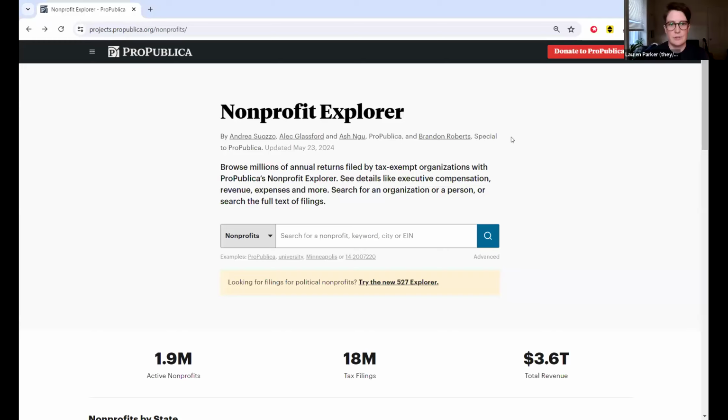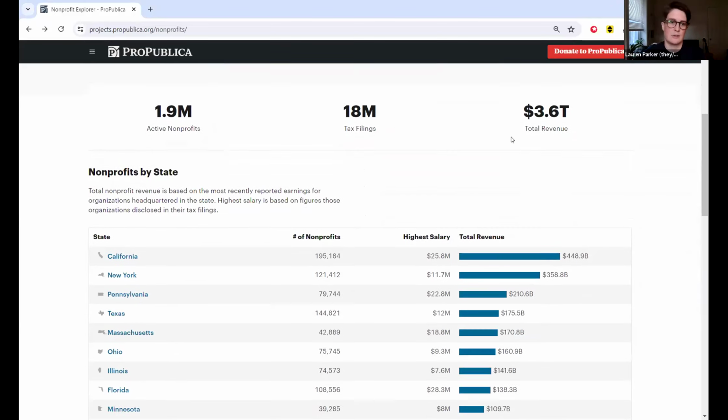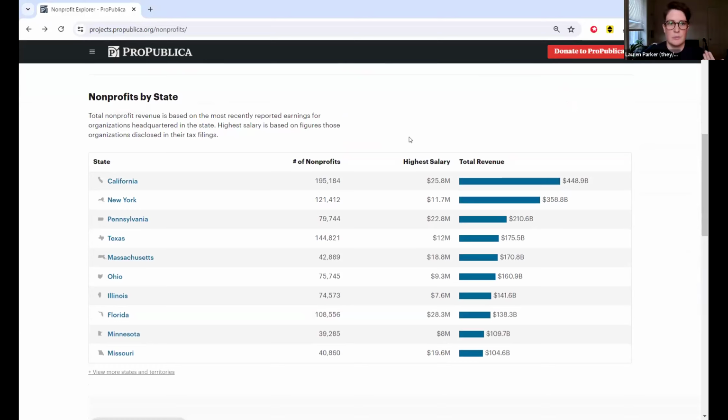All right. So when you go to Nonprofit Explorer, which is at projects.propublica.org/nonprofits, you're going to see this homepage. If you scroll down, sometimes I miss this, so I like to point it out. They actually provide nonprofits by state. That could be super helpful if you're fighting a statewide campaign and want to get a sense of who the big players, the big nonprofits in your state are. You can just click on your state and see those nonprofits.